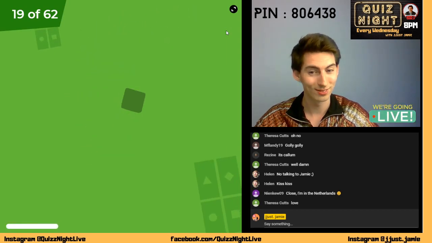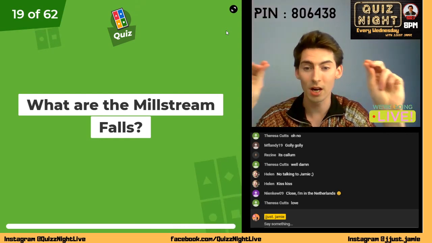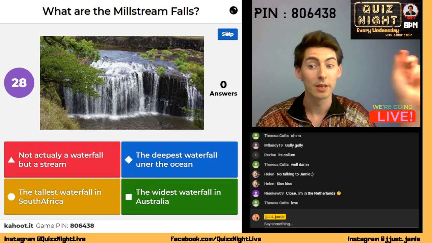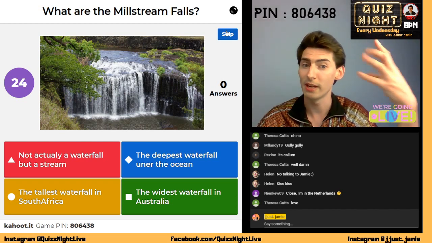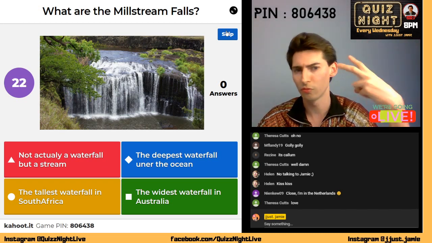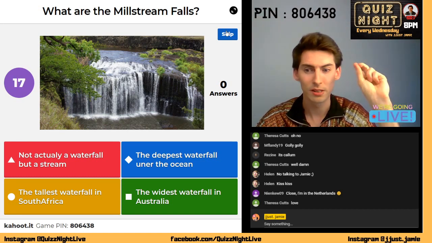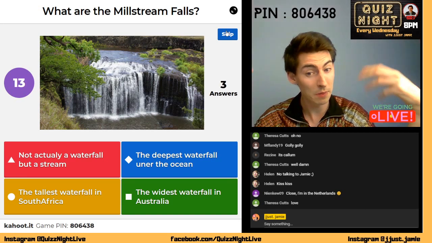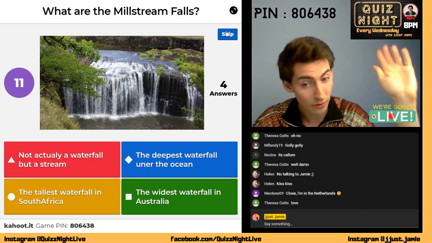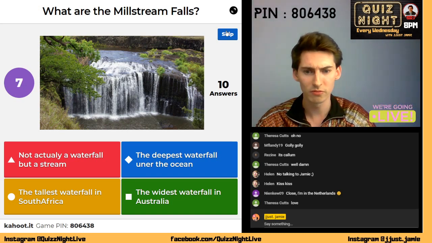Quiz question. Multi-select. What are the Millstream Falls? Now remember, multi-select doesn't mean there are 4 or even 2 answers. There might just be one answer. So select what you think. It's not actually a waterfall, it's a stream. It's the deepest waterfall under the ocean, the tallest waterfall in South Africa, or the widest waterfall in Australia.